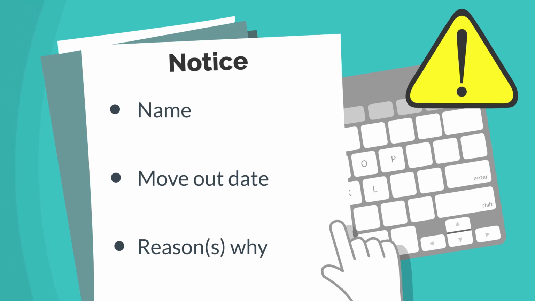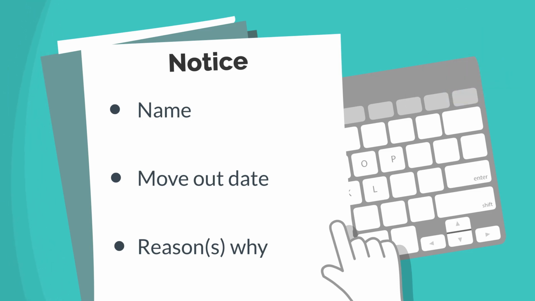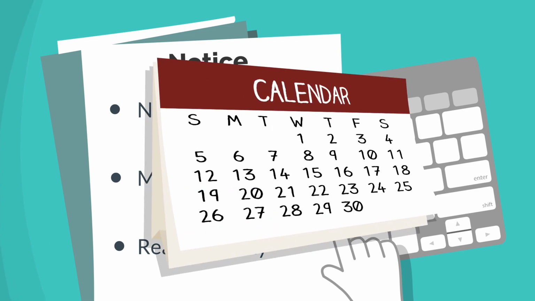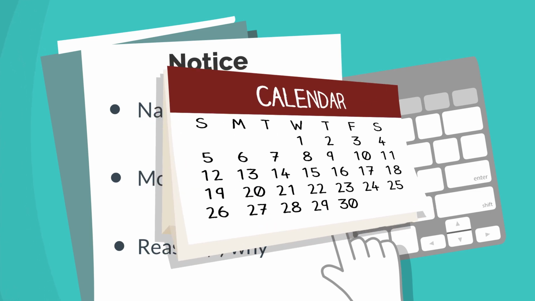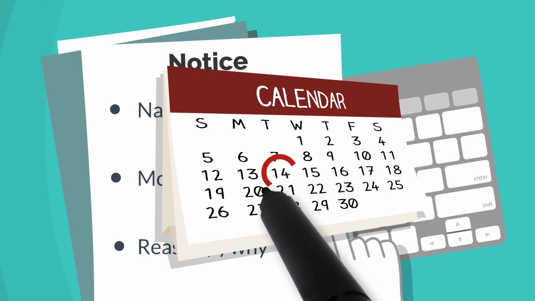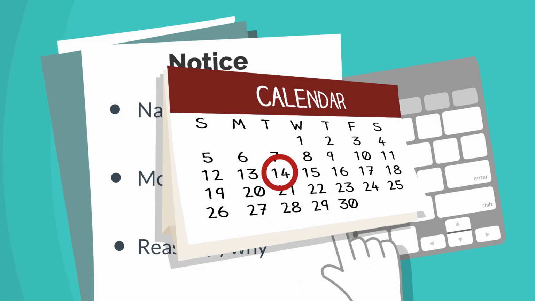How much notice is required will depend on the type of eviction, but, for example, if your client is being evicted for owing rent, their landlord generally has to give them 14 days notice. But if your client is being evicted for causing damage, their landlord generally has to give them 20 days notice.